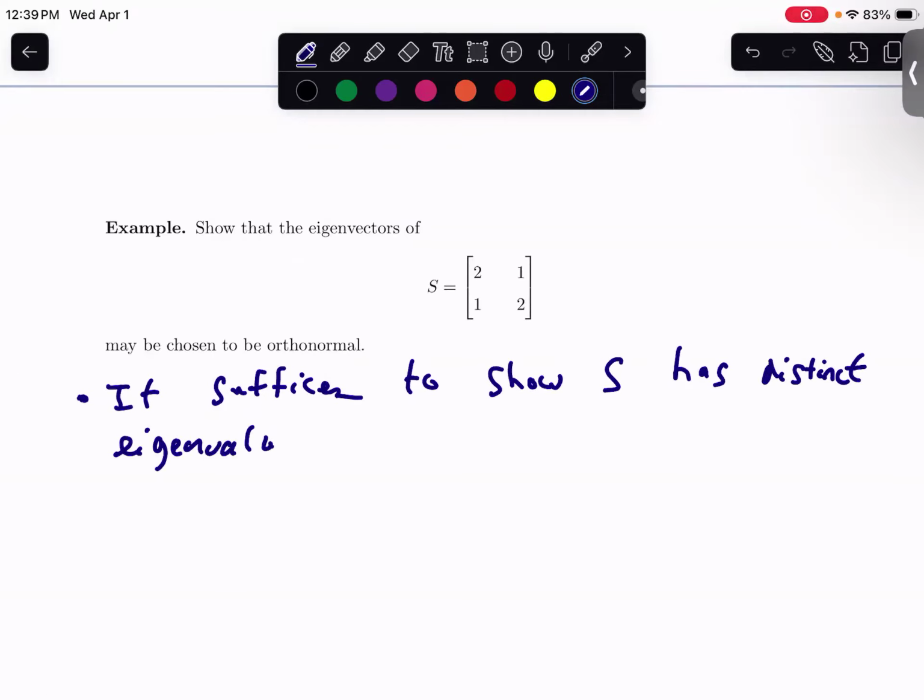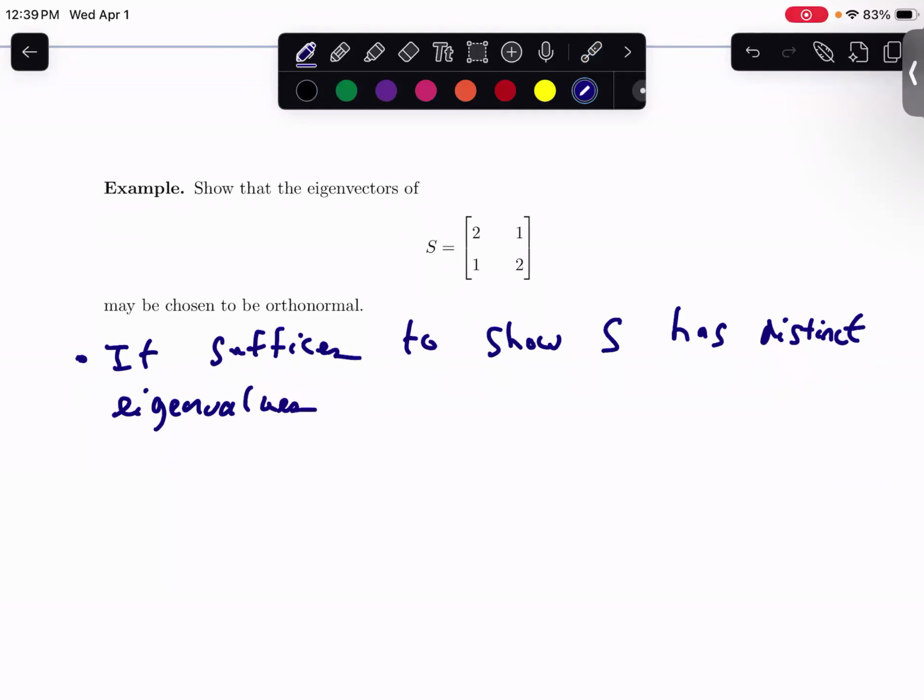So in this scenario, as long as you can show that lambda 1 is not equal to lambda 2, that immediately determines that you have an orthonormal basis given by the eigenvectors, which is a very nice quality to have. And so we just compute the eigenvalues, and if we show they're different, we're done, right? So we just take the determinant.